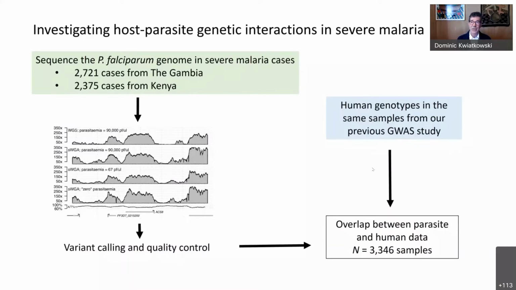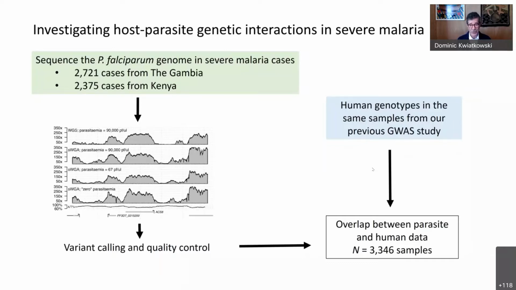Now that was, when we started out doing it, non-trivial because of course most of the DNA in our blood samples is human DNA, not parasite DNA. So we used a number of different strategies to sequence the parasite genome. One was to sequence all the DNA in there, both human and parasite, at very high depth. So very high depth sequencing of everything that was in the sample.